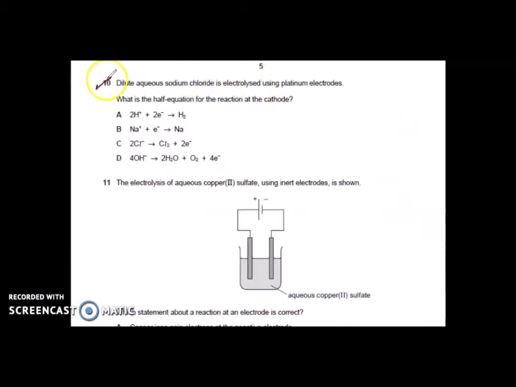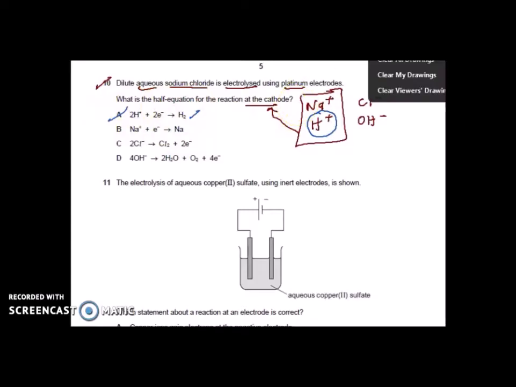Okay, so here number 10. Dilute aqueous sodium chloride is electrolyzed using platinum electrodes. So here we need the half equation for the reaction at the cathode. The cathode is negatively charged, so sodium and hydrogen ions will be attracted to the cathode, and we have to choose the least reactive. So hydrogen is being selected. The answer is A.